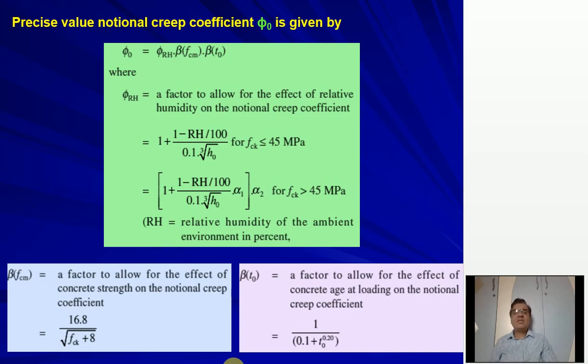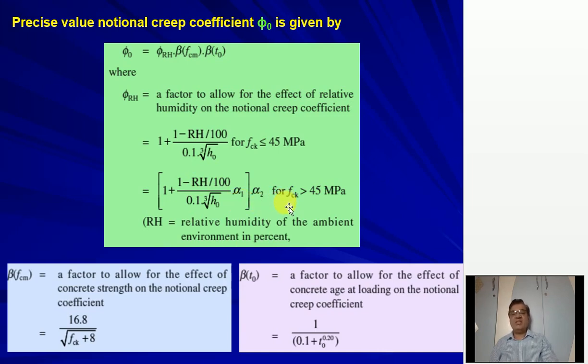Now this slide describes the precise calculation of the notional creep coefficient. So in the precise calculation, phi 0 is phi RH into beta(f_cm) into beta(T0). Now what is this phi RH? It is the factor to allow for the effect of relative humidity on the notional creep coefficient, and this is the equation which is given. So this first equation is applicable for grade of concrete less than or equal to 45 Newton per mm square, and the second equation is applicable for FCK greater than 45 Newton per mm square. Well, RH is the relative humidity. Now in this equation, two terms are given, that is alpha 1 and alpha 2.